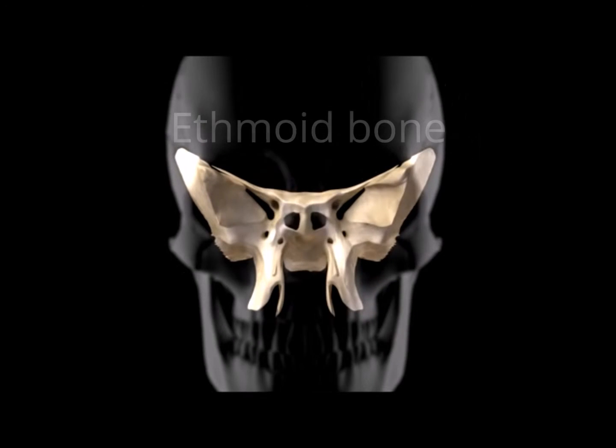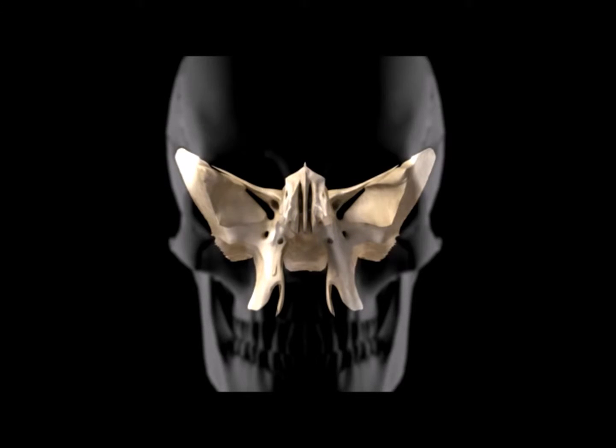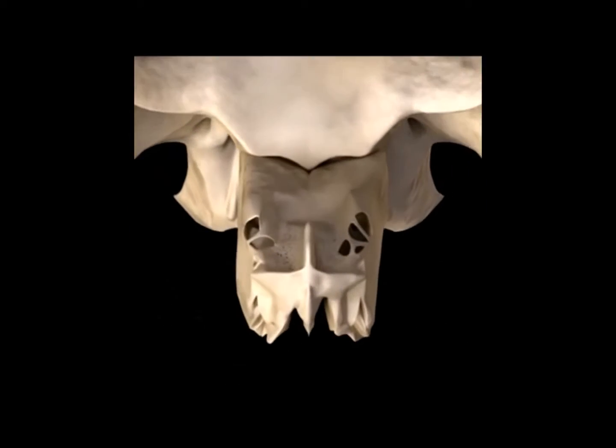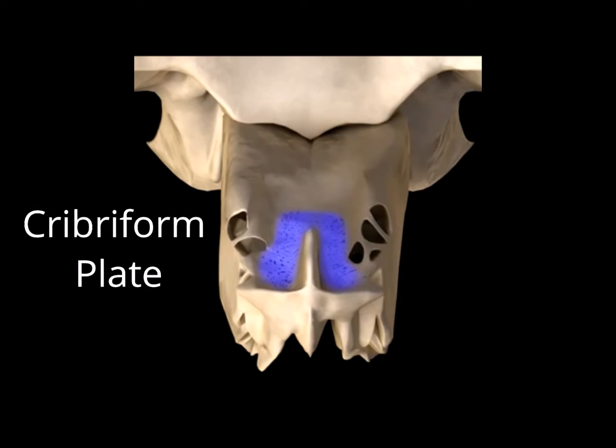Located between the orbits, the ethmoid bone makes up a portion of the cranial floor and also the roof of the nasal cavity. An inferior projection, the perpendicular plate of the ethmoid bone, forms part of the nasal septum. The crista galli projects superiorly from the ethmoid bone and serves as the attachment point for the falx cerebri, a dural fold. Extending laterally from the crista galli is the cribriform plate, a perforated area through which the olfactory nerves pass.